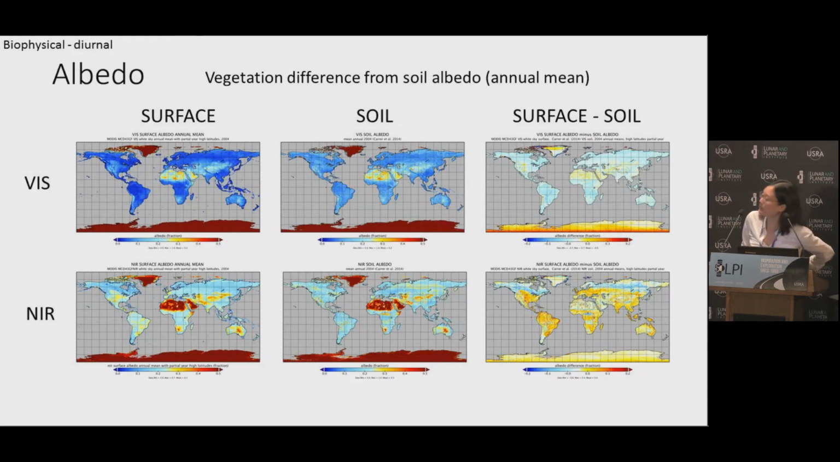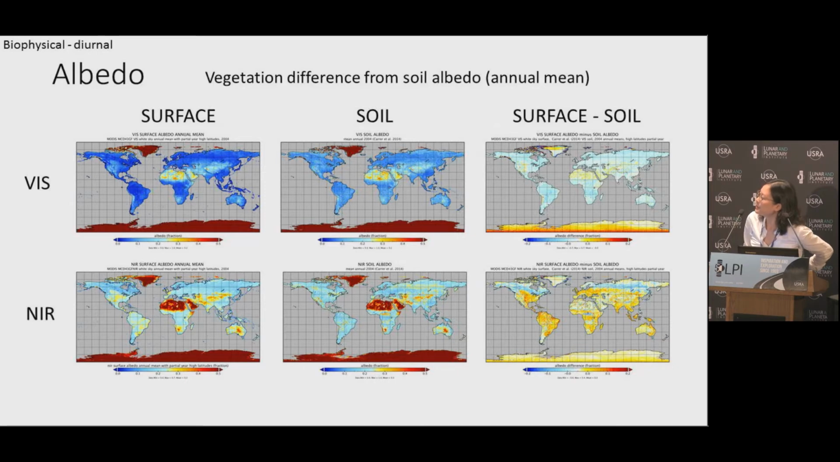Just to give you a satellite view of what happens globally, this is a difference showing how vegetation alters the albedo relative to bare soil. The middle is a derivation of soil albedos from MODIS satellite data, and on the right is a surface difference from the soil in the visible at the top, and the near infrared at the bottom. So you can see plants significantly darken the surface in most areas. This is an annual mean. Seasonally, there are other kinds of variations too.